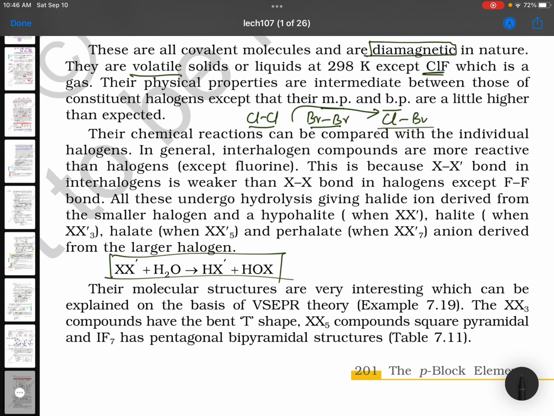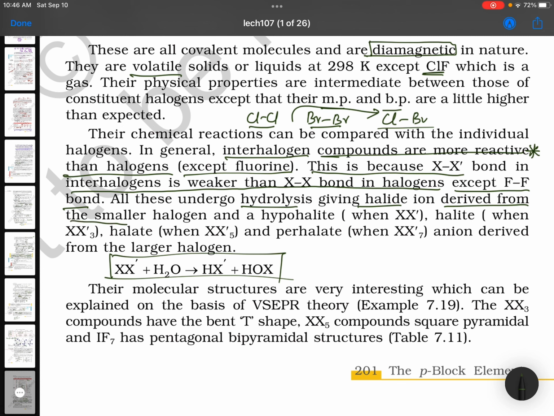So Cl-Cl, Br-Br, in between of these the properties should be there. Their chemical reactions can be compared with the individual halogens. In general, interhalogen compounds are more reactive than halogens, except fluorine. This is because the X-X' bond in interhalogens is weaker than the X-X bond in halogens. Or you can say because of dipolar nature, because of electronegativity difference, it will be more reactive, except the F-F bond. All these undergo hydrolysis, giving halide ion derived from the smaller halogen, and a hypohalite, halate or perhalate anion derived from the larger halogen.